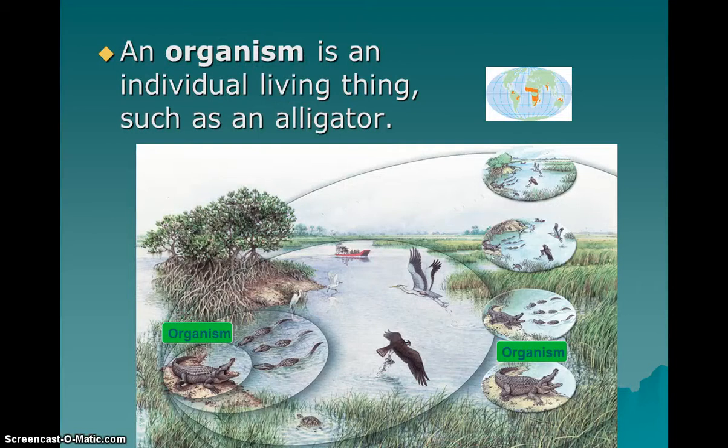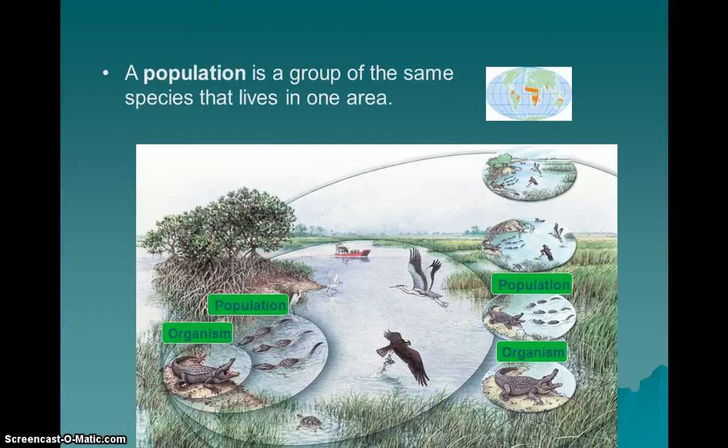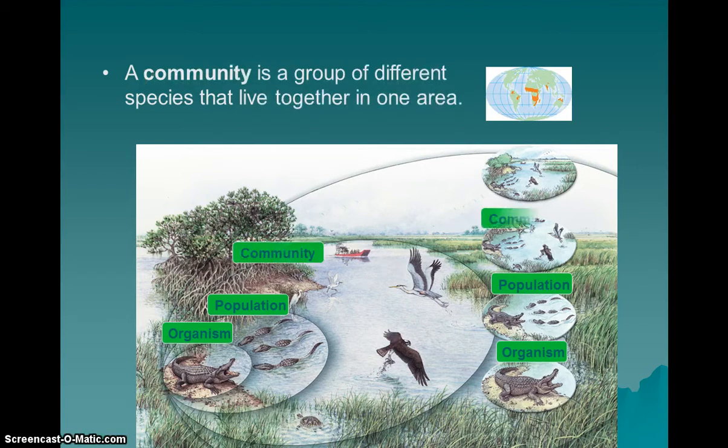First off, we're going to start with an organism. An organism is an individual living thing such as an alligator. And then we go to the population, and that's going to be a group of the same species living in one area. So now we have a population of alligators. Then we have the community, a group of different species that live together in one area.